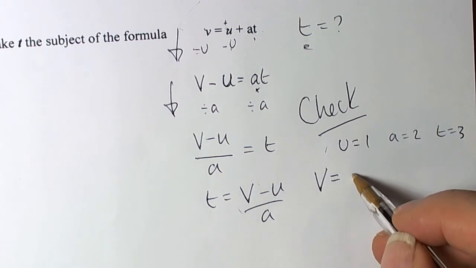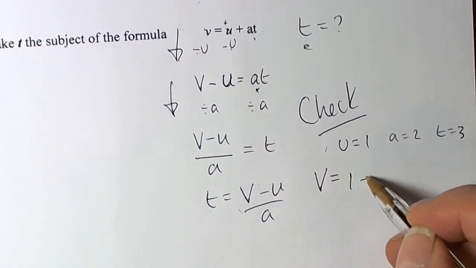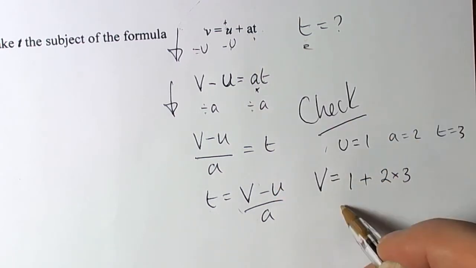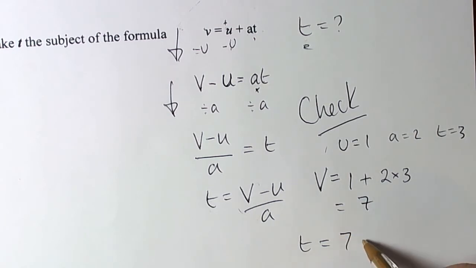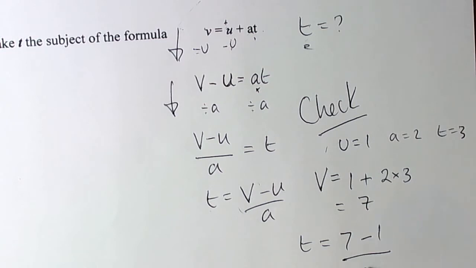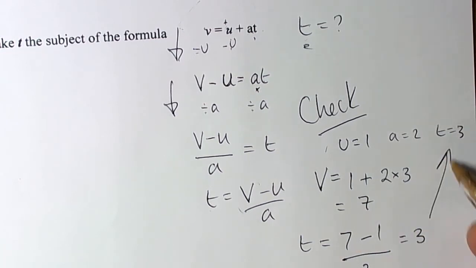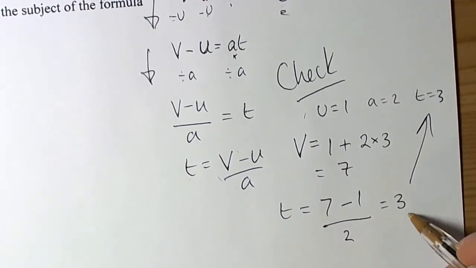So v, according to the original formula, would be 1 plus 2 times 3, so that's going to be 7. So t, from our work here, is suggesting we take the v value of 7, we take away the u value we chose of 1, we divide by the a value that we chose of 2, do that sum, we get an answer of 3, and that's what we said would give t a value of. So our check worked.